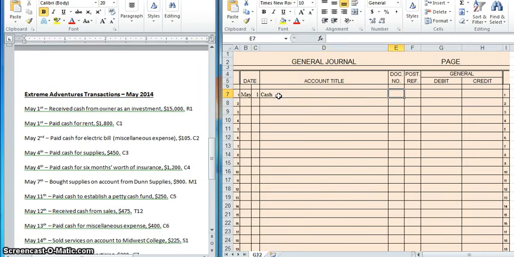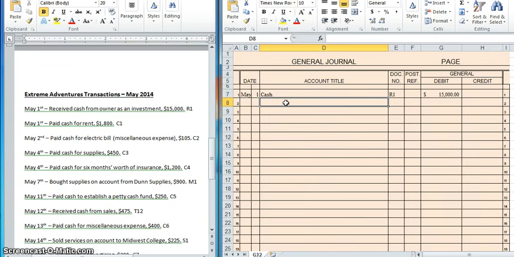The document number will always be listed at the end of the transaction. This particular document is R1. The R stands for receipt. But at this point, you don't really need to know what each one stands for, just as long as you know that that goes in the document number column. So I'm going to put R1. Post reference stays blank for the time being. And then for debit, I'm going to put $15,000.